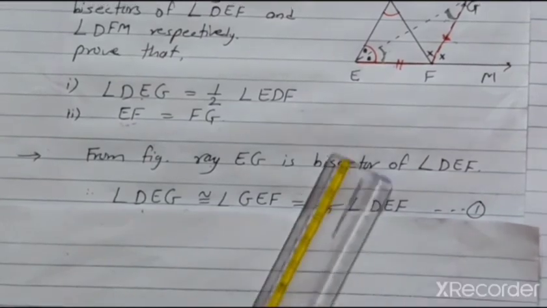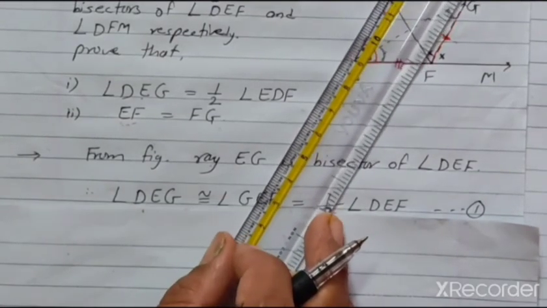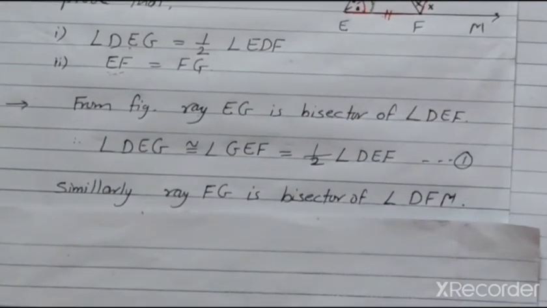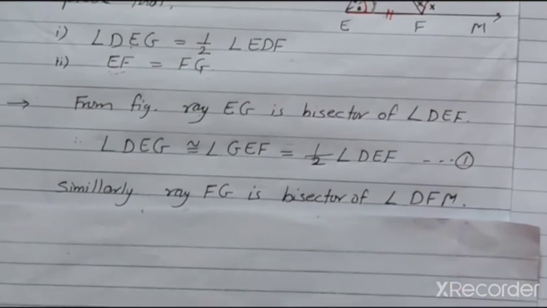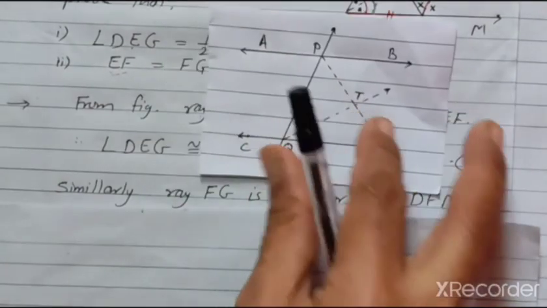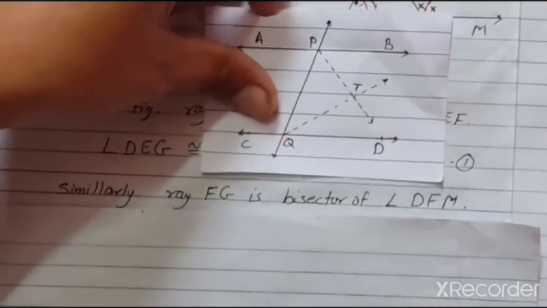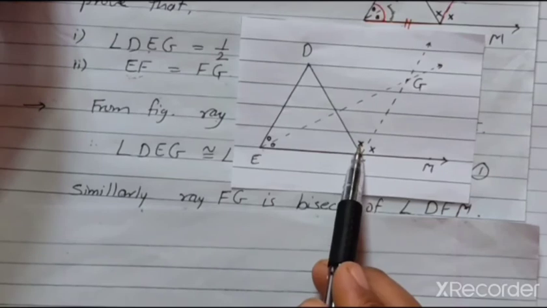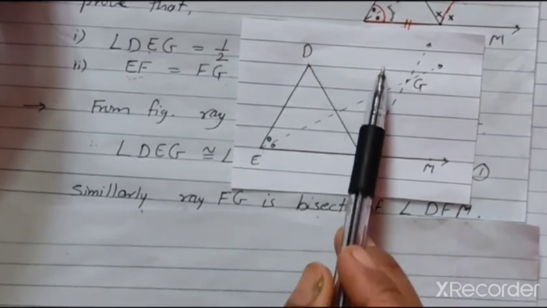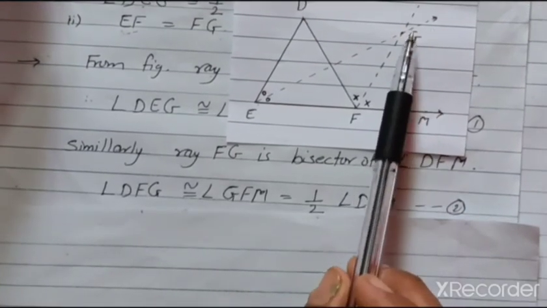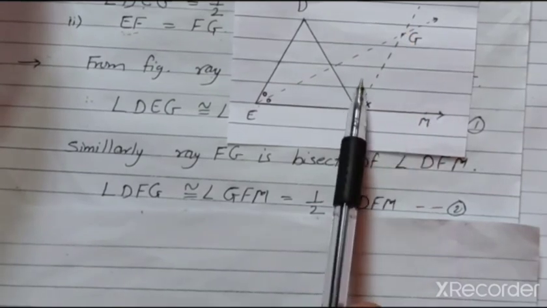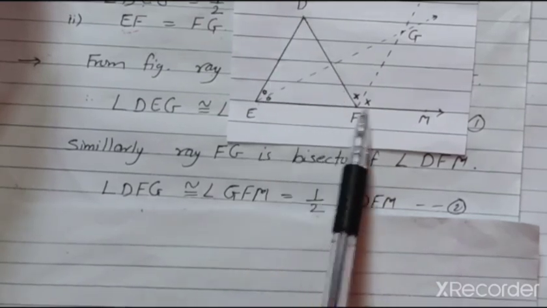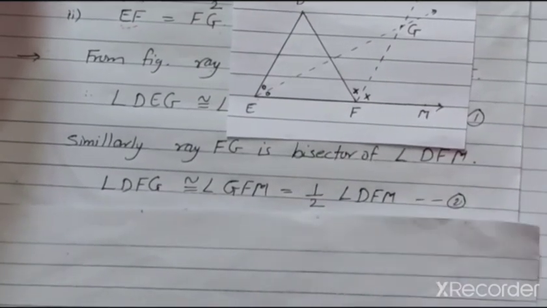Similarly, this ray FG is an angle bisector of this angle DFM. So if it is an angle bisector, this small angle, that is angle DFG, and the second angle GFM, both are congruent and each is half of its actual angle, that is angle DFM. This is our equation number 2.